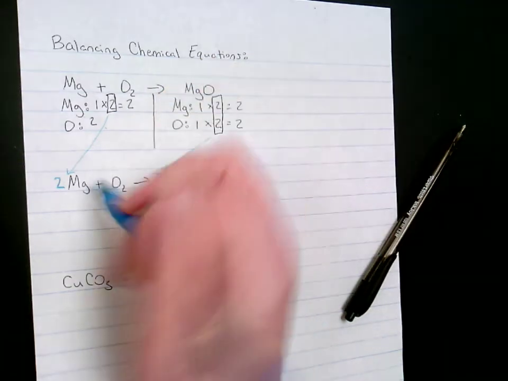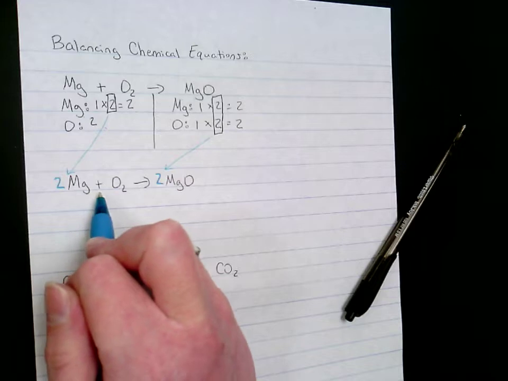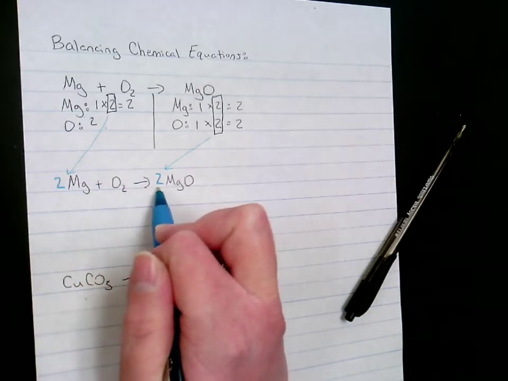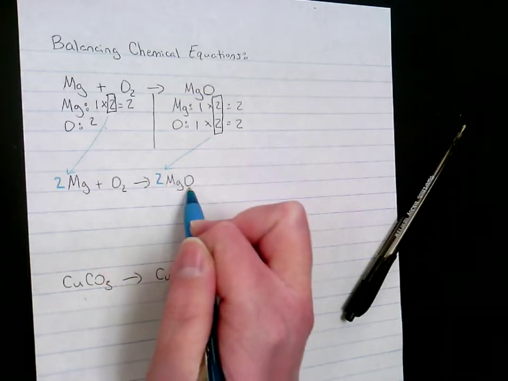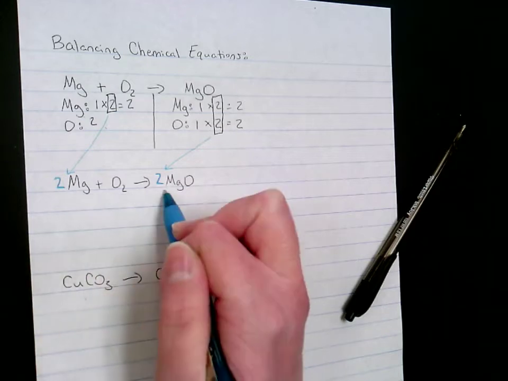So when I would read this out, I would say 2 magnesium react with 1 oxygen molecule to produce 2 magnesium oxides. And that would be my properly balanced equation.